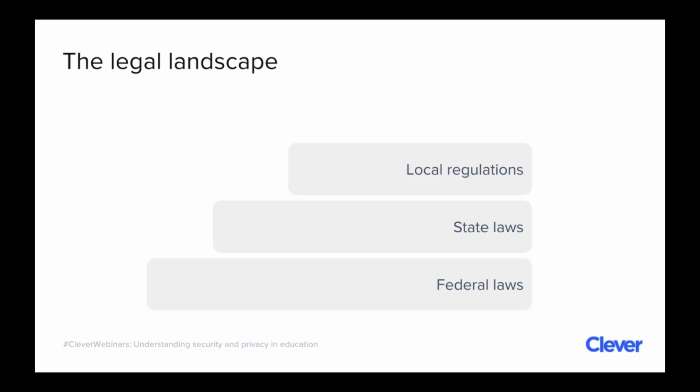Great. Okay, let's dig into the legal landscape. We're going to be talking through student data regulations and trends at all levels, from federal to local. This ends up being a fairly complicated layer cake. At the bottom, you've got federal laws. They're the floor. They represent the minimum protections that must be afforded to students. Then, as you know, states come into the picture to fill the holes left by the federal government and add additional protections. They vary widely.